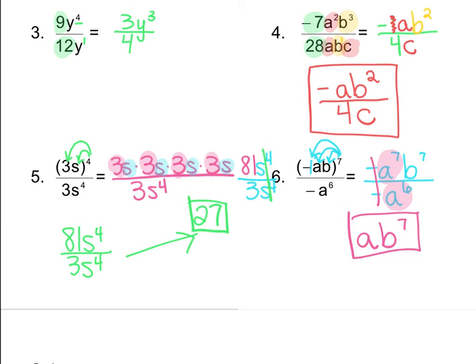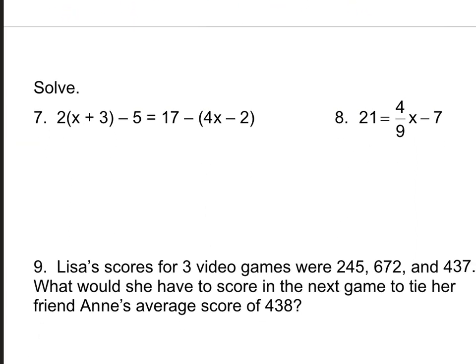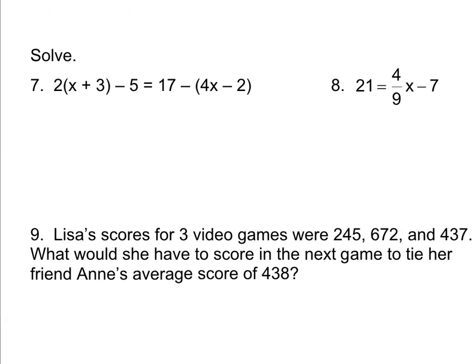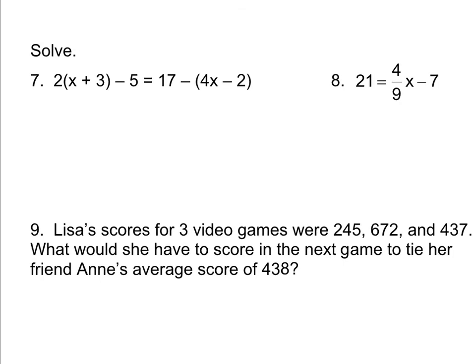All right. So what you are going to start noticing throughout these lessons is that we are going to do a lot of review questions from earlier in the semester or the school year. And the reason for that is we have an end of course exam for algebra that covers everything. So we want to make sure that we don't forget the things that we have already learned. So number 7 is just a straight solve.